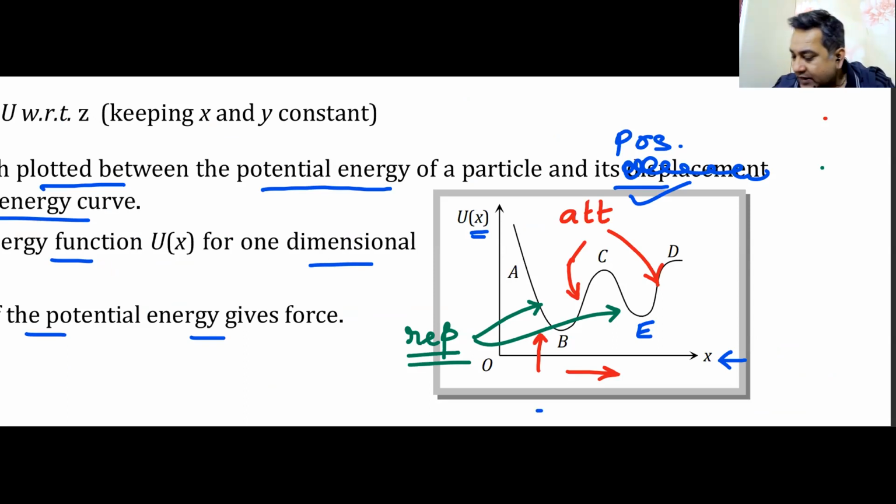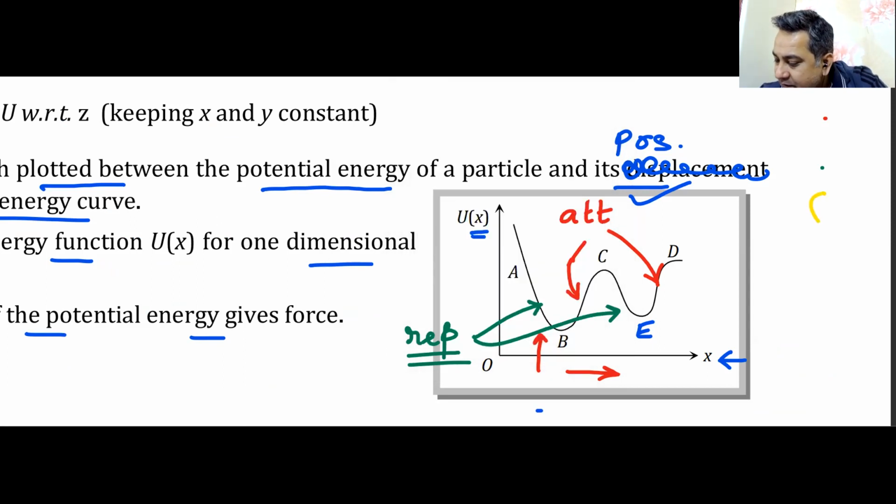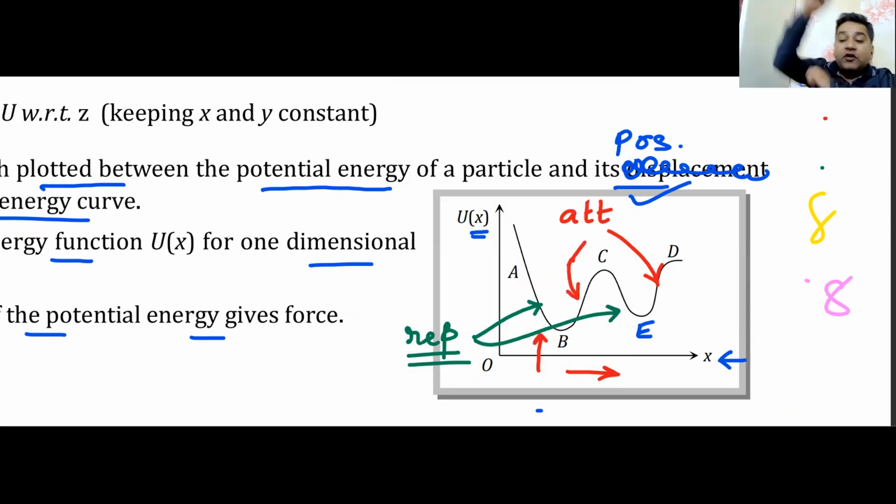I'll mark those points by this legendary color. Which one? Let me choose yellow. You'll be able to see yellow? No, yellow is not visible. Okay, so I'll use this pink. I love pink. Okay. Which are the points that you see are the points of equilibrium? Can you tell me? Anyone? I hope everyone sees it, right?